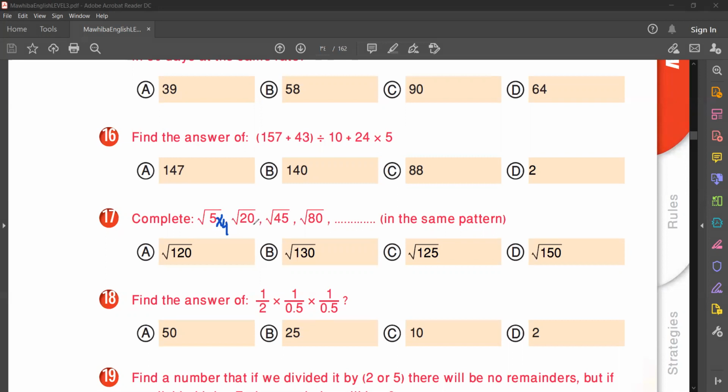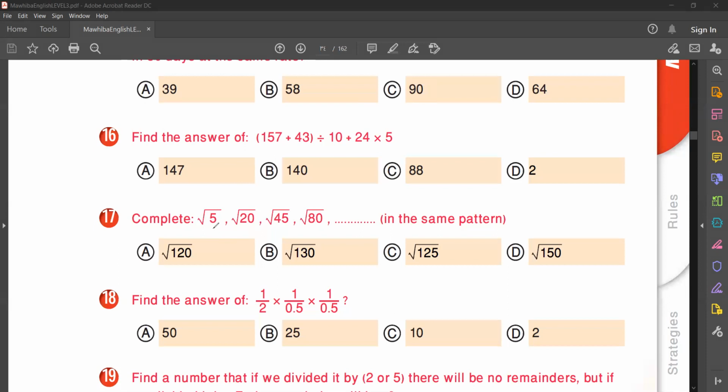You see, you multiply it by what here? And when you multiply it by 2, 40, oh, we can't find it like this. We can't find it like this. So we go another way.